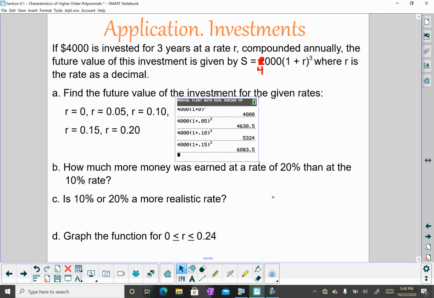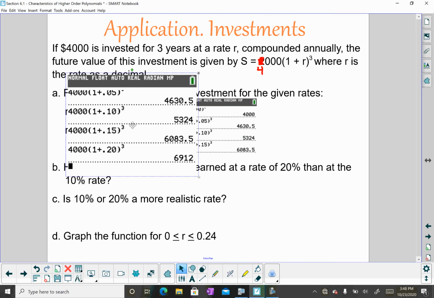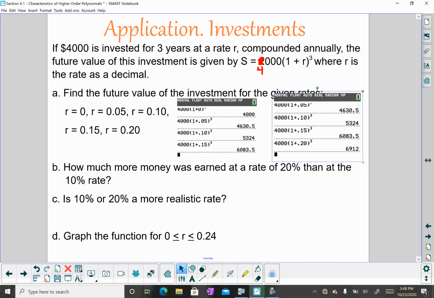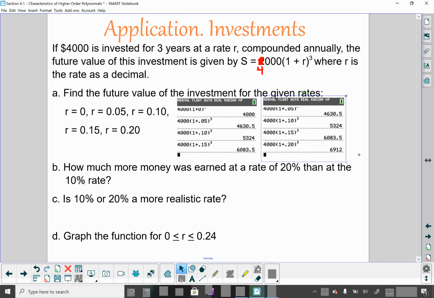And let's get one more. The last one was 20%. So second, enter. I'll change my interest rate to 0.20. And there's the last one, 6,912. Okay, and then you could, of course, put those with the dollar sign. Instead of 0.5, you'd say 0.50. You round to the nearest penny, that sort of thing.